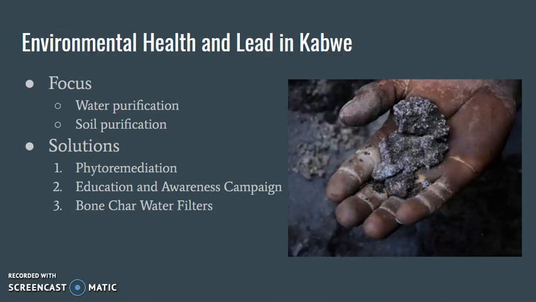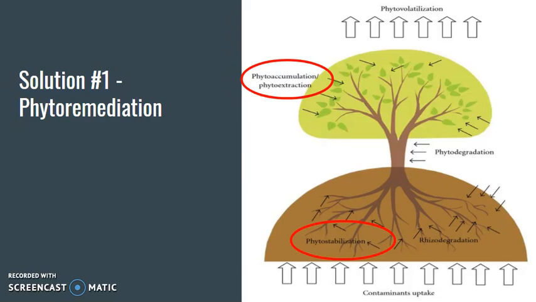Our proposed project focuses on improving the environmental health of Kabwe through soil and water remediation projects that will utilize the resources available to community members and engage Kabweans in educational ways. We plan to initiate a community garden project that uses phytoremediation techniques, which is the use of plants to clean up the environment. It is cost-effective, environmentally friendly, and can be used to treat multiple contaminants.